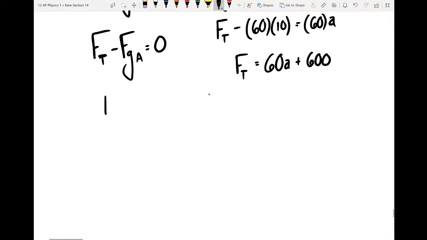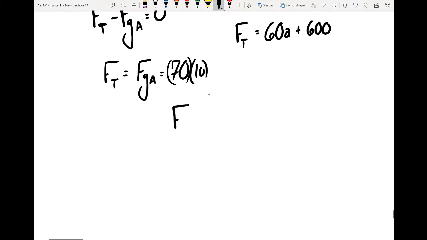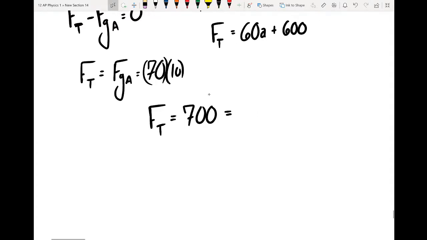And then we can come over here. So FT is equal to FGA, which is equal to 70 times 10. We can set those tensions equal to each other because it's the same rope.